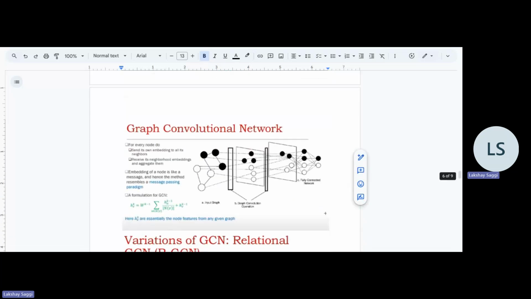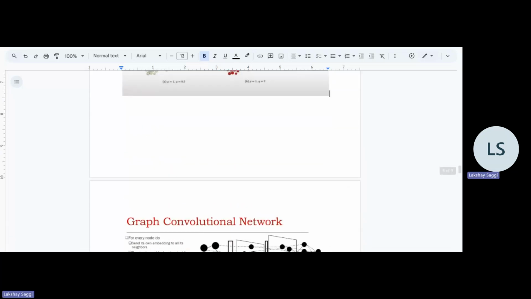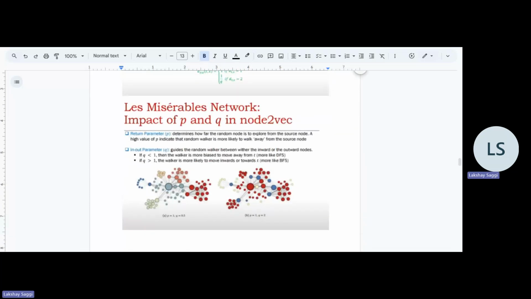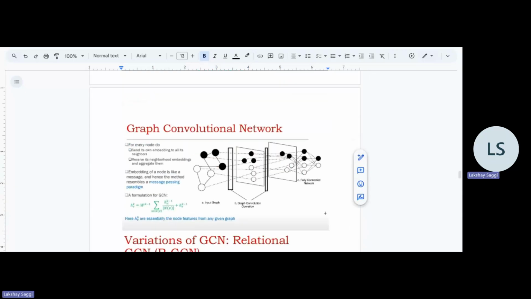Since these P's and Q's are hyperparameters, you can just try out multiple parameters and see what kind of parameters give you the best kind of walks or the best kind of results. So okay then, maybe we can move on to the next model.